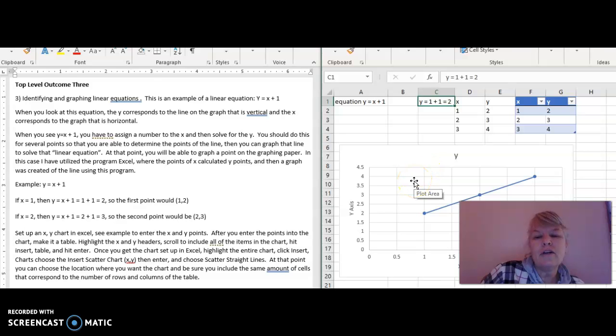I used Excel over here to the right. You can do that, or you can graph it by hand on graphing paper. But for purposes of this class, we'll use Excel. So the example is y equals x plus 1.